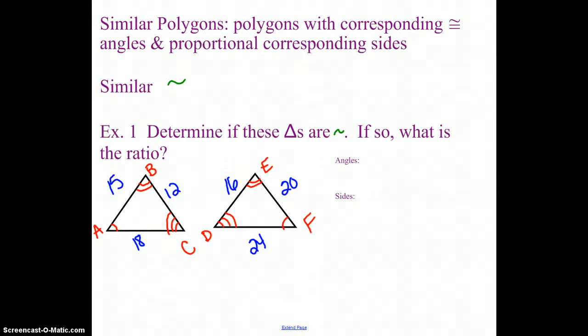So first of all, in this basic definition here, similar polygons are polygons that have corresponding angles that are equal and sides that have some proportional relationship. This proportional relationship usually is in the form of a ratio. And that's going to be where a lot of our focus is going to be spent today.